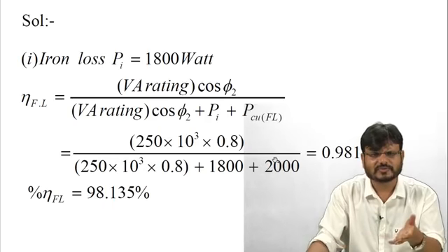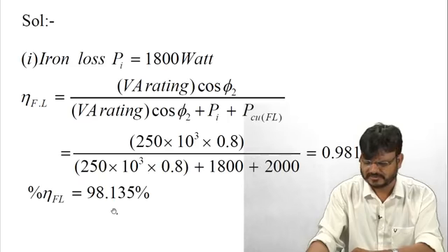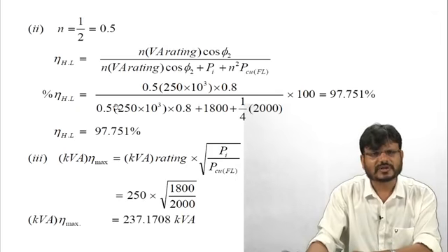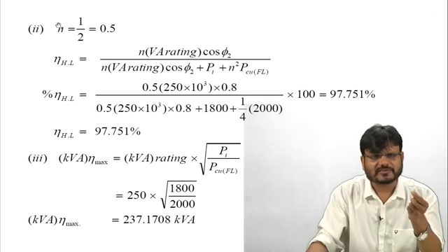So just put in the formula and solve it. The efficiency at full load comes to 98.135%. Now you have to calculate the efficiency at half full load. That means you have to put the value of n equal to 1 by 2 in this formula.